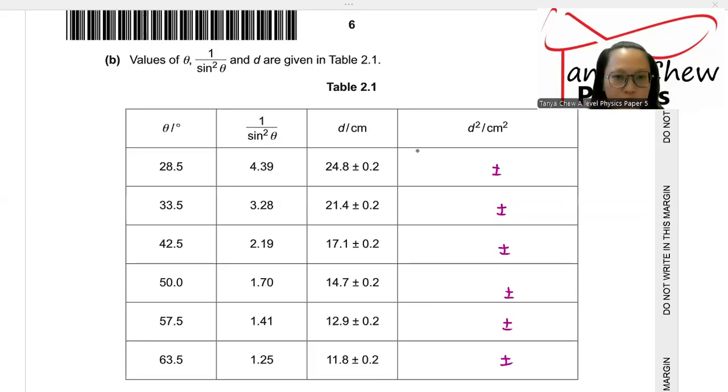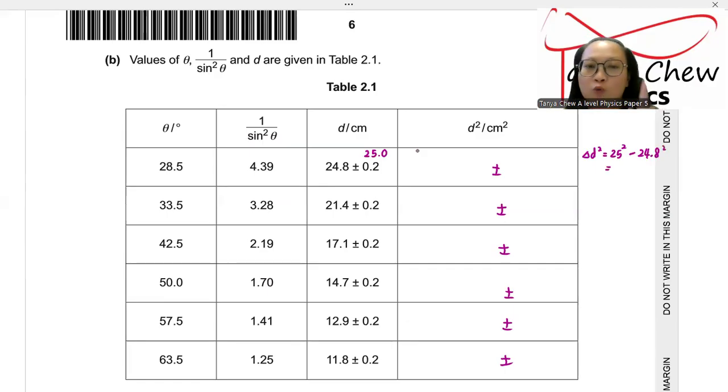But I only want you to consider plus 0.2, because I don't want to take my absolute uncertainty and divide by 2. That will be too much work. Each time you see plus minus, you take 24.8 plus 0.2 and you get the upper extreme value, which is 25. So to find delta d squared for the first one, you take 25, the upper extreme value, the largest one, minus the average value. So you don't have to divide by 2.